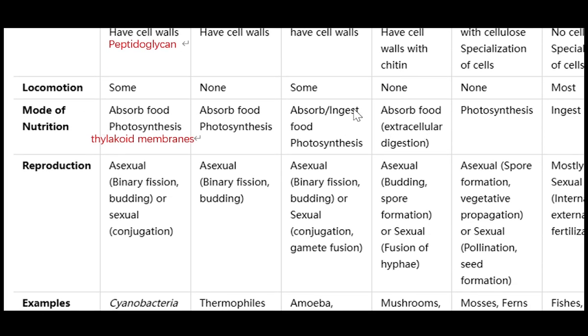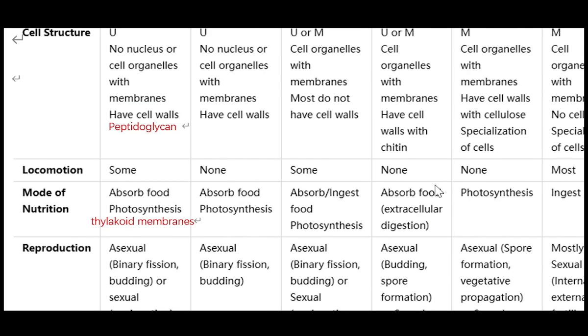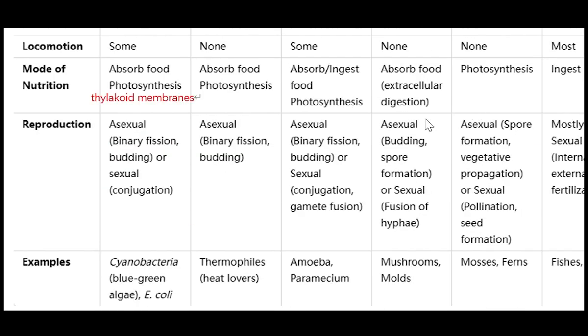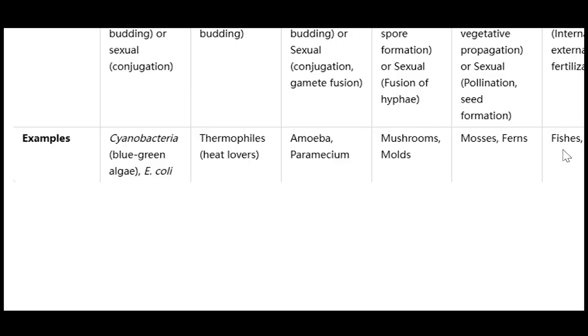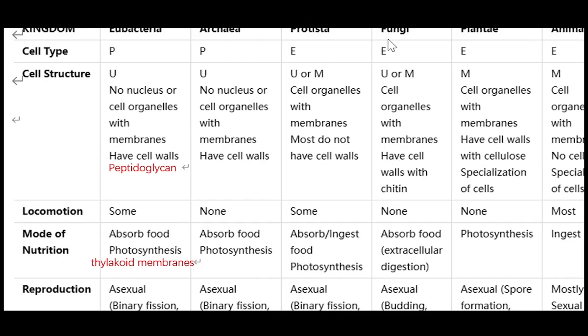In terms of mode of nutrition, all fungi are heterotrophs. They cannot do a form of photosynthesis. They do not contain thylakoid membranes or chloroplasts in their cells. All they can do is absorb food from the outside environment and go through a digestion process called extracellular digestion. And they can reproduce asexually, which includes budding or spore formation, or sexually. And the examples of fungi include mushrooms, like the mushroom that you eat, or the black fungi, or even molds. They're all considered fungi.